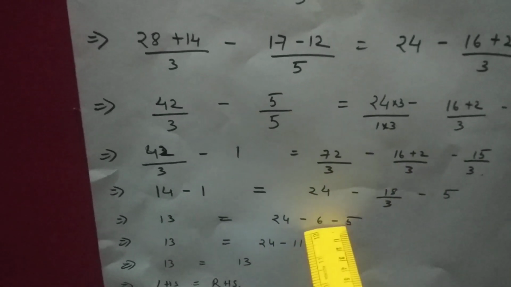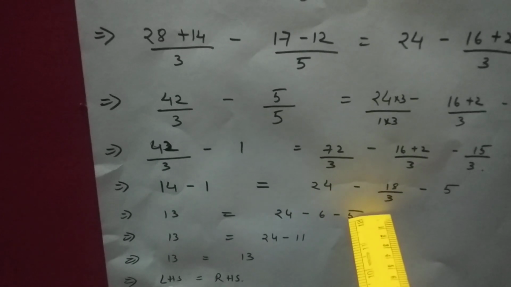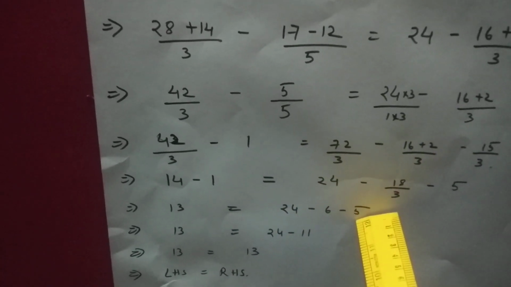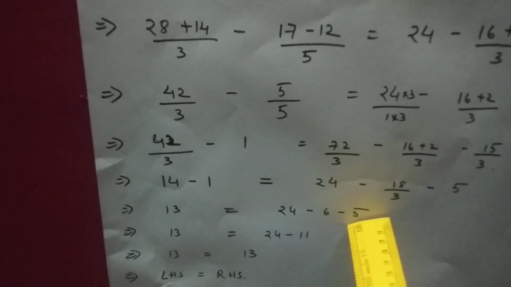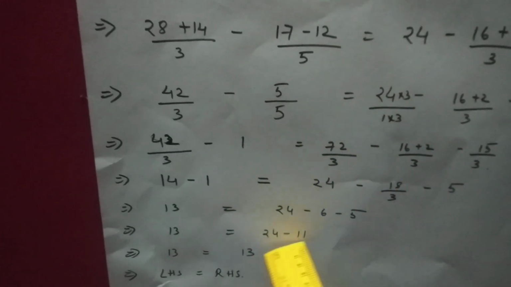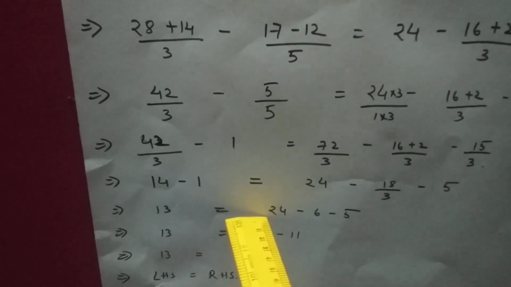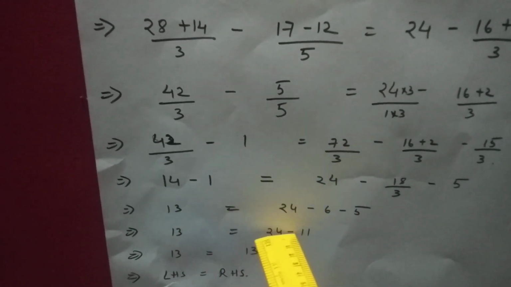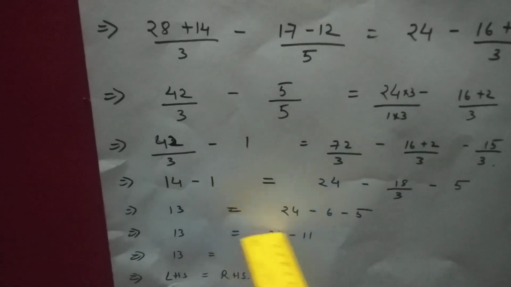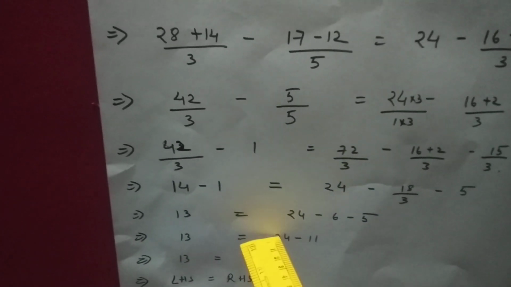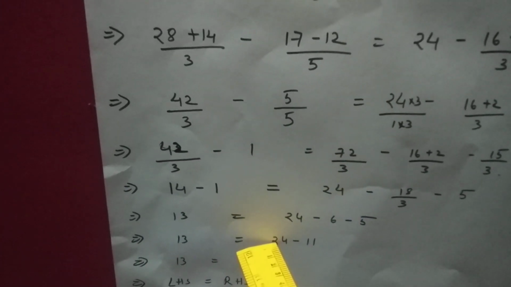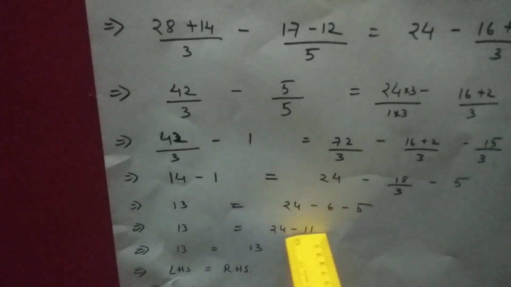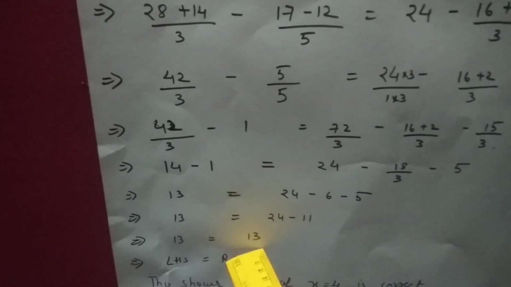Okay, so 6 plus 5. See, 6 and 5 have the same negative sign, so we will add these two numbers together. So 6 plus 5 is 11. Okay, now 24 is positive and 11 is negative. So if these two numbers have opposite signs, then we will subtract. 11 will be subtracted from 24 because the signs of both numbers are opposite, different. Okay, so 24 minus 11 is 13.